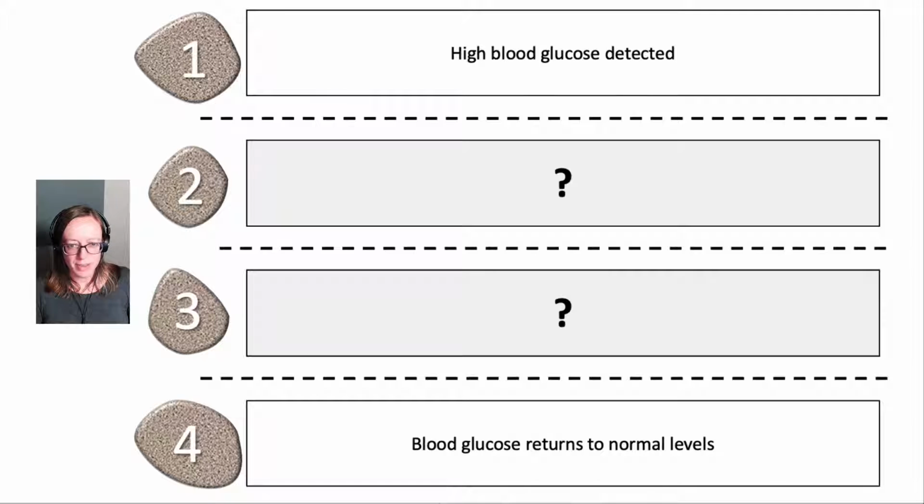So would anyone like to have a go at this? What could be behind 2 and 3? Just hit me with all your ideas. So we've detected a change, so high blood glucose. It's moved away from the normal. It's not normal blood glucose anymore, it's too high. So what thing's going to happen to get that to return back to normal? Shall I help you guys out?